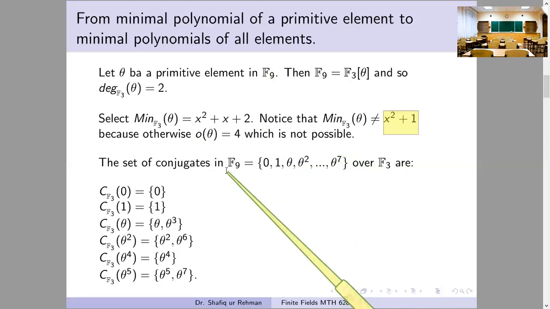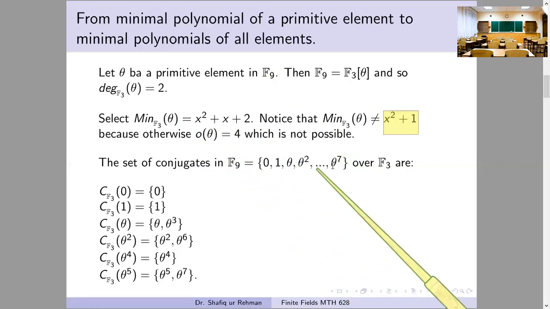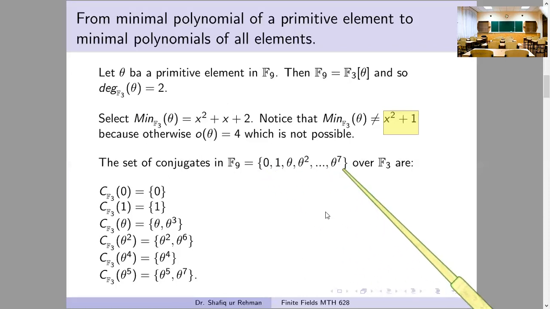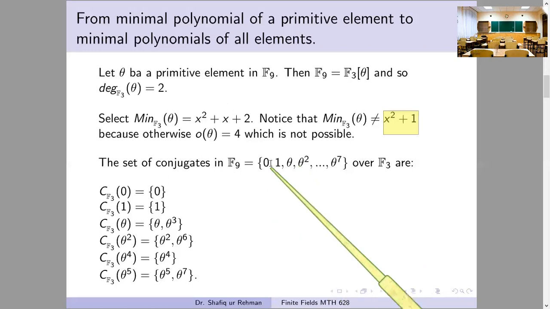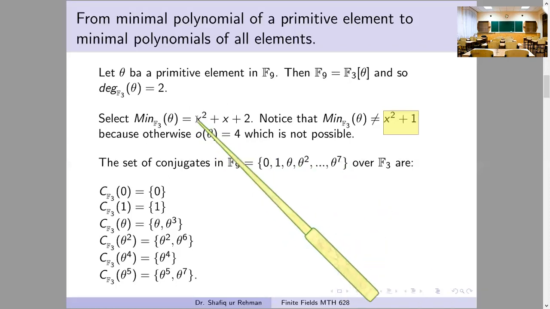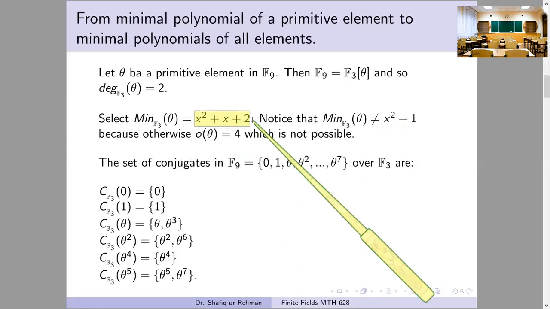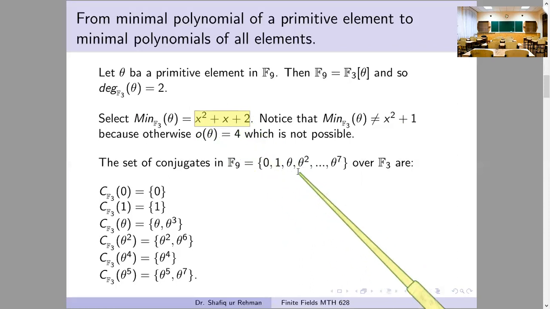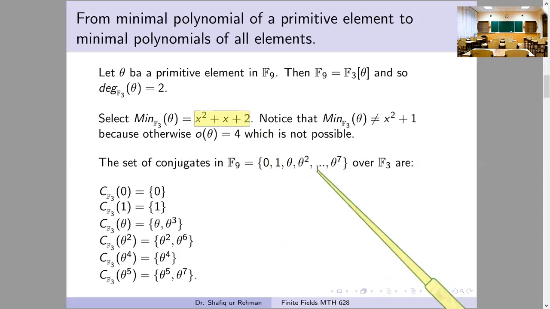And now we can write the elements of F9 in powers of theta. Because theta is primitive, we can write all the elements in the powers of this primitive element. What is our plan? Our plan is to obtain the minimal polynomial for all the elements. We know the minimal polynomial of theta is this one. We select this, and now by using this polynomial we will find the minimal polynomial for theta^2, theta^3, and so on. So the procedure is the following.